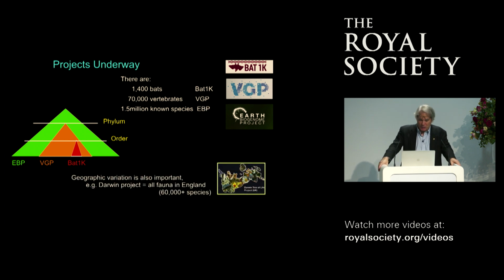But I want to close with the fact that geographic variation is also important. In England, you should know that you're now engaged in a project called the Darwin Project, or the Tree of Life Project, which is to sequence all of the plants and animals in England, of which there are 60,000 species. This is a very smart thing because all of the national museums have incredibly good collections, and there's incredibly good knowledge about those 60,000. So actually getting them is realistic. Getting all 1.5 million species, I think we still have quite a bit of legwork to do.